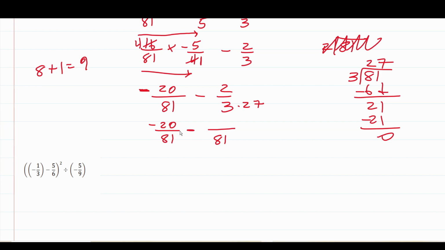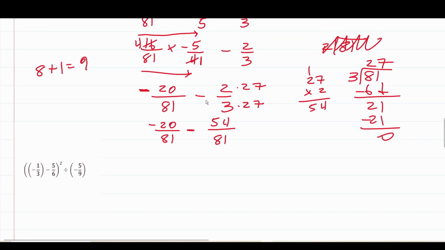And that will have the same denominator as this one. So we're going to multiply its numerator by that as well. And I'm going to work that off to the side. This is 27 times 2 here. 2 times 7 is 14, carry a 1. 2 times 2 is 4, plus 1 is 5. So this is 54 here.